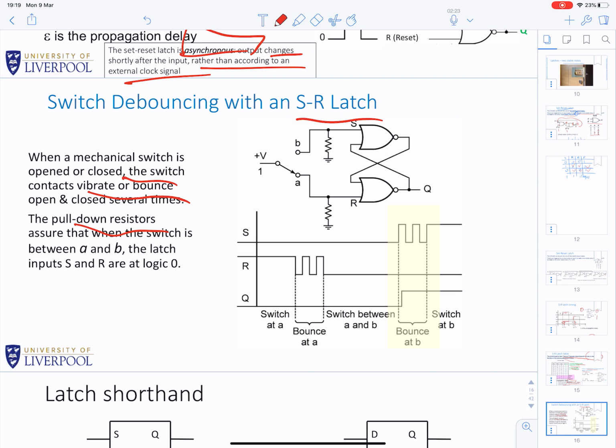What if the S is bounced at B, bounced at A? What if we bounce at B? What if we put it in R? Set, reset, set, reset.